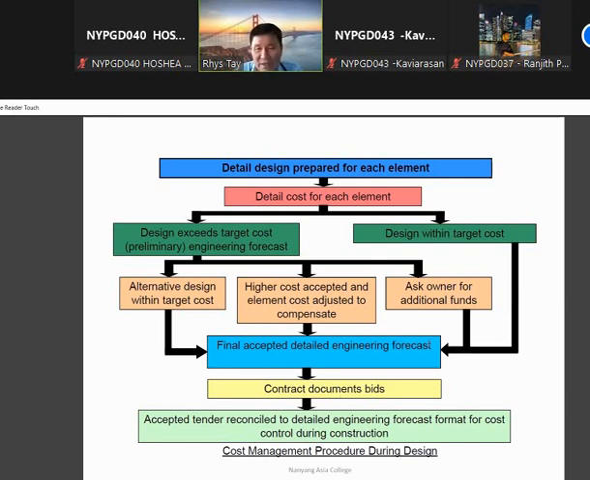So generally, if you follow the value engineering, the 6 steps, you will arrive at this so-called accepted tender reconciled to detailed engineering forecast format for cost control during construction. That means you add value to what you have to make it more profitable for your company, and the schedule time is reduced. Instead of 20 months, it becomes 19 months. You save 1 month of salary. It's a lot if you talk about a 20-story building. Okay? Take note of that.